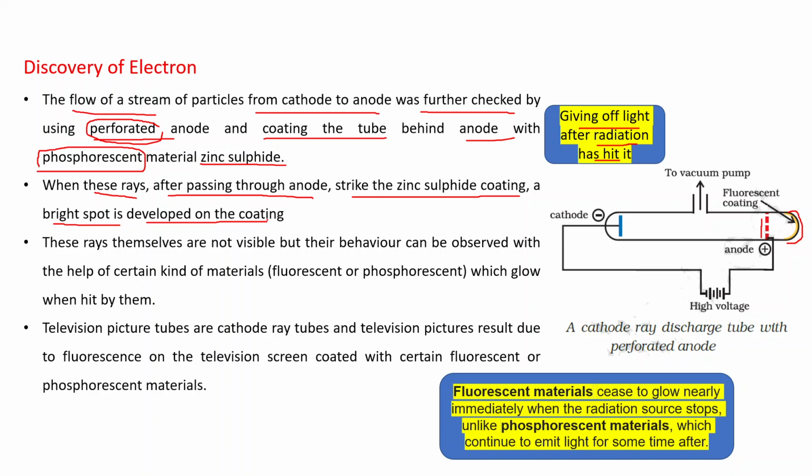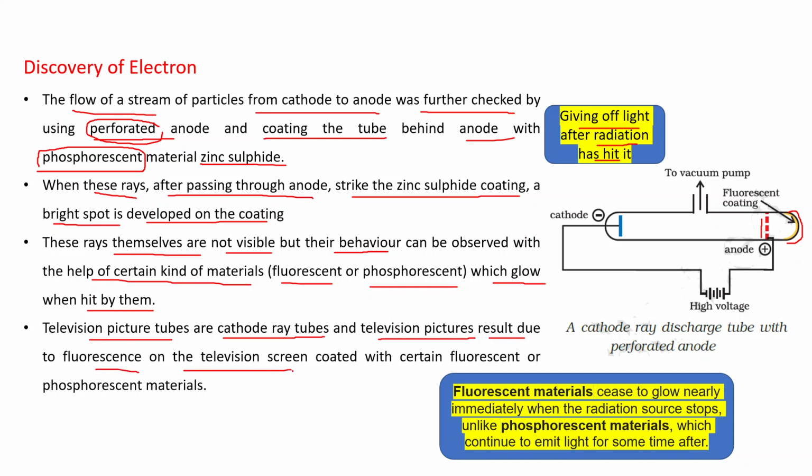on the coating. These rays themselves are not visible but their behavior can be observed with the help of certain kinds of materials like fluorescent or phosphorescent materials which glow when hit by them. Television picture tubes are cathode ray tubes and television pictures result due to fluorescence on the television screen coated with certain fluorescent or phosphorescent materials.